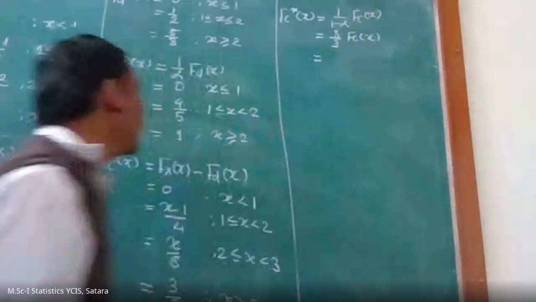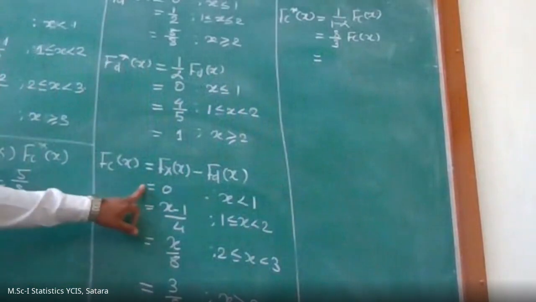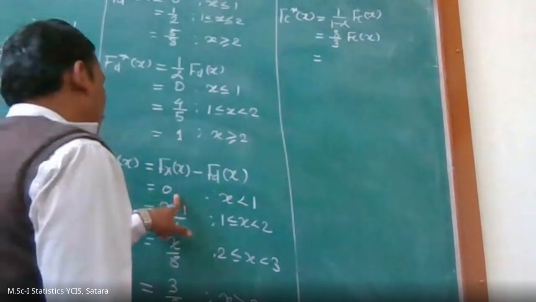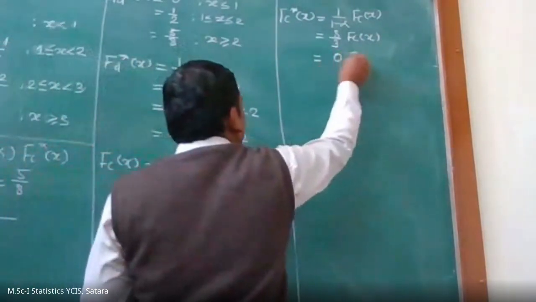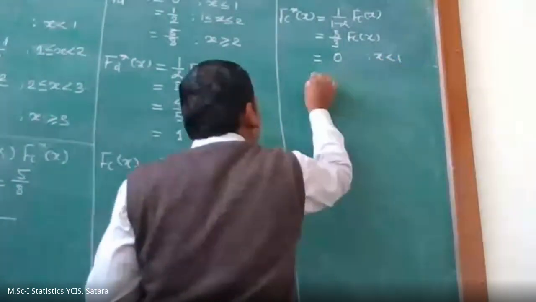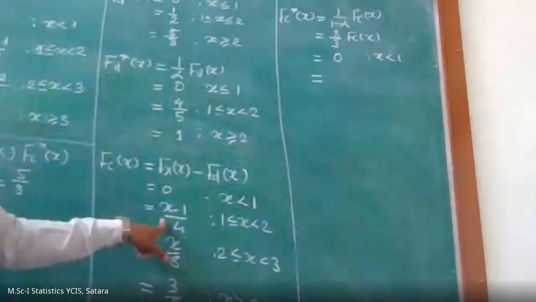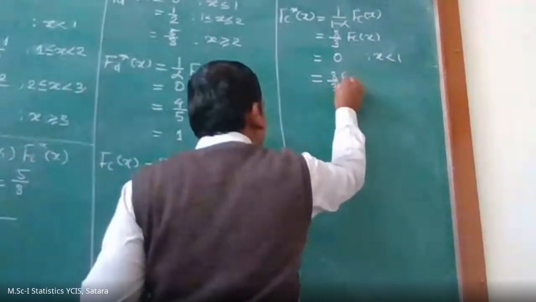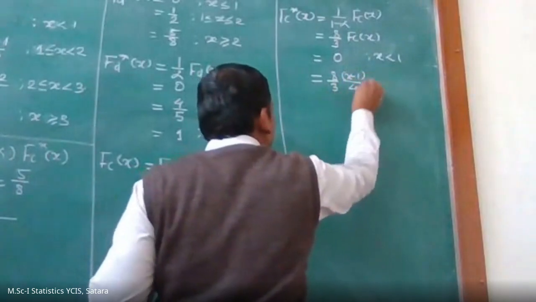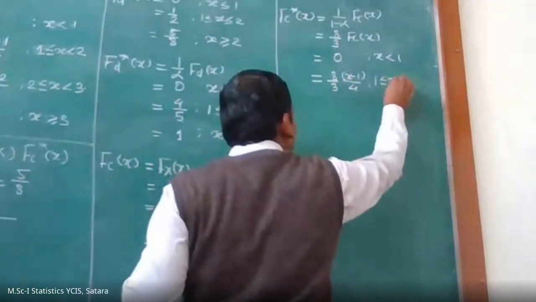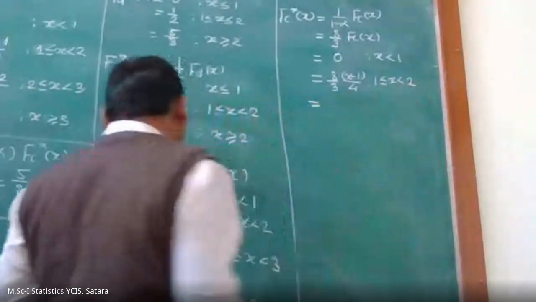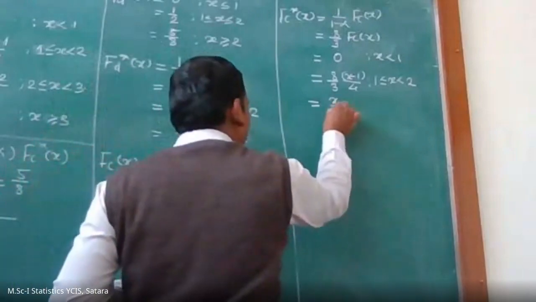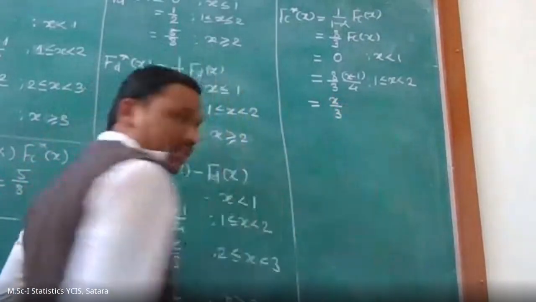So if we multiply by 8/3 into f_c of x, for x less than 0, what is the value? 0 for x less than 1. If we multiply by 8/3, then here we have to get the 8/3 into (x-1)/4 for 1 ≤ x < 2. Then here we have to get the x by 3. समजताय ना?